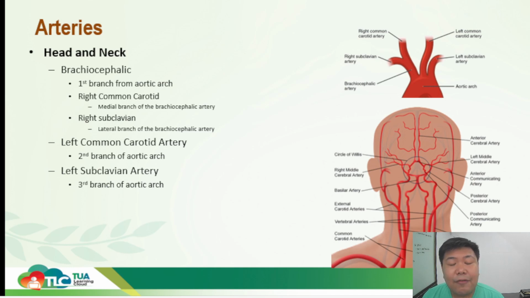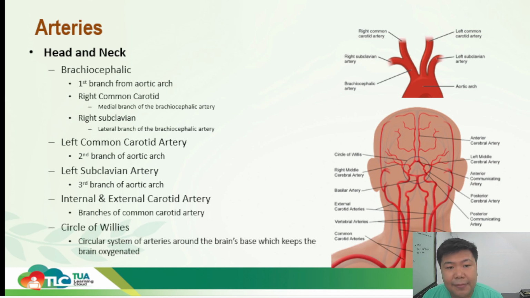For the right and left common carotid arteries, they will further divide into the internal and external carotid arteries. The external carotid artery will supply the external part of the head, while the internal carotid artery will enter the brain to become the circle of Willis. So this circular network of arteries supplies the brain with blood and oxygen, and that is what we call the circle of Willis.